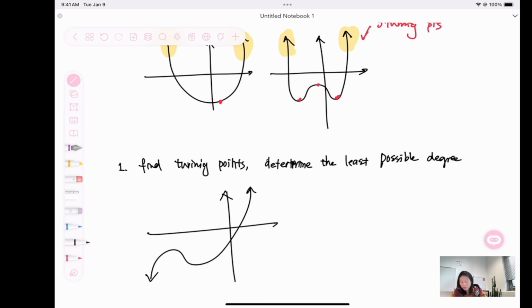How about this one? How many turning points? Well, we have 1 and 2. So we got 2 turning points. So the least possible degree, well, it can be 4, 5, 7. Oh, it can't be 4 because of the ending behavior. It has to be 5 or 7 or 9? But we want the least possible. So the least possible degree will be 3.